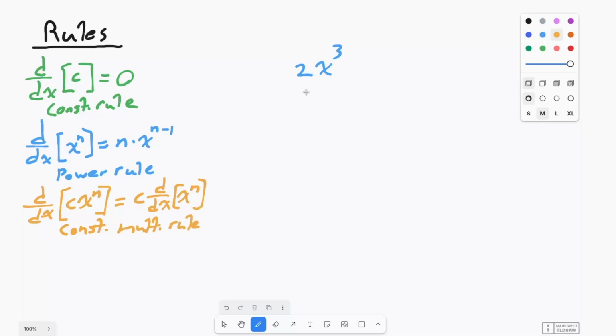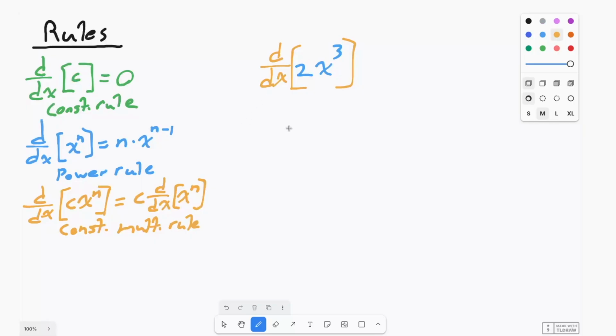You might be tempted to think, oh, we have a constant rule. The derivative of a constant is 0. Wouldn't the derivative of 2x cubed be 0, multiplied by the derivative of x cubed, which would equal 0 because we're multiplying by 0? That's not the case, because this is not the derivative of a constant function. This is the derivative of a function that has a constant multiple in it. And our constant multiple rule says that we can pull the constant out of the derivative.